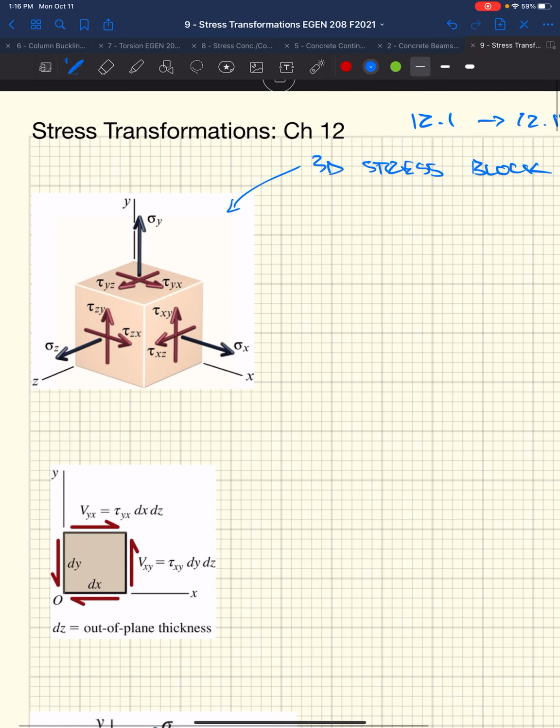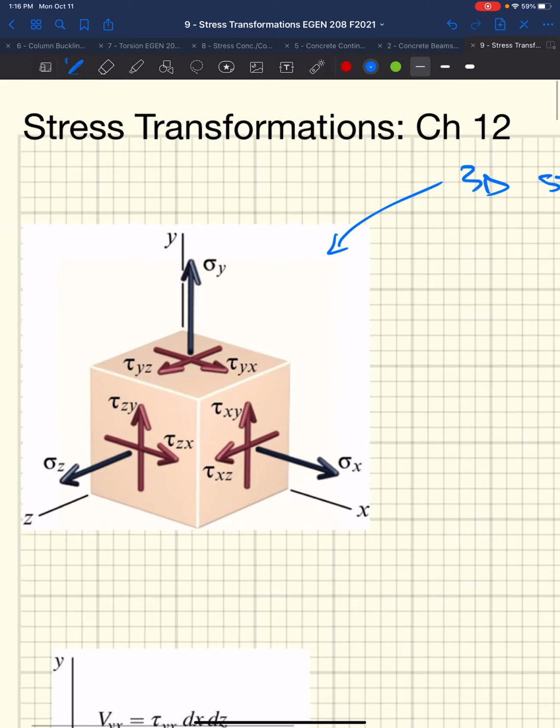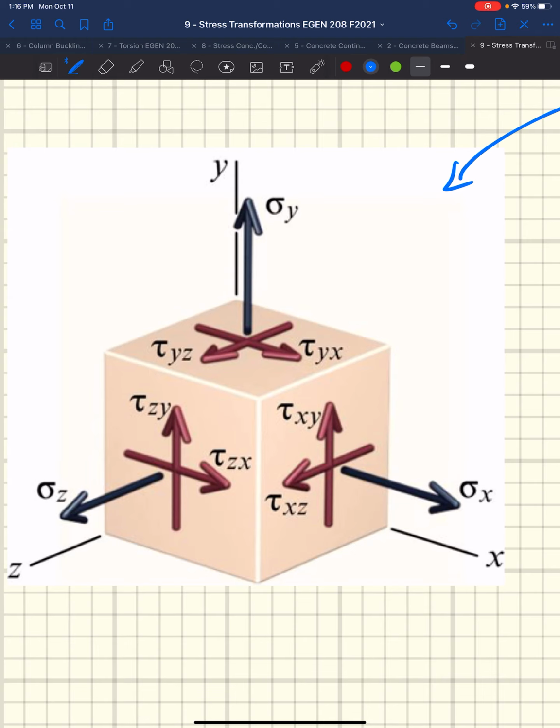So if we look at a diagram of a 3D stress state, instead of having a square, a plane, we have a cube, and on this cube it has a bunch of different stresses on it. We have our normal stresses, sigma x, sigma y, and sigma z. Those are all oriented normal to the axes in which we've devised, so x, y, and z.